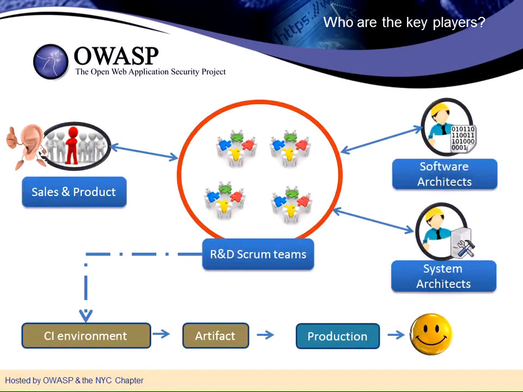Here are the key players that take part in LivePerson. This is a high level, and I'm sure that everybody can adjust it to his own organization. We have the sales and product that hear the customer needs, that hear the market needs, and they formulate it and compile it into user stories that come into the different Scrum teams.